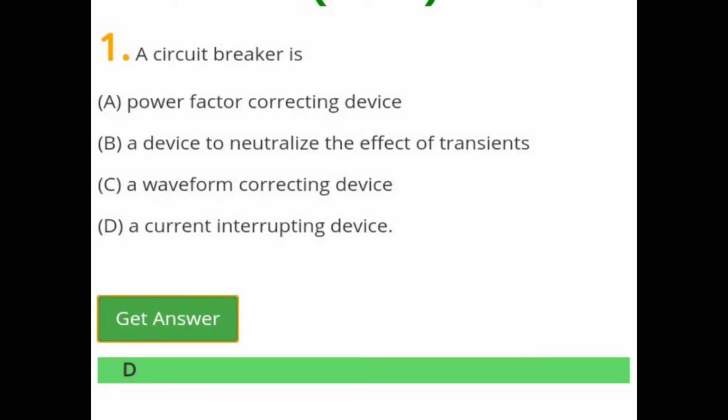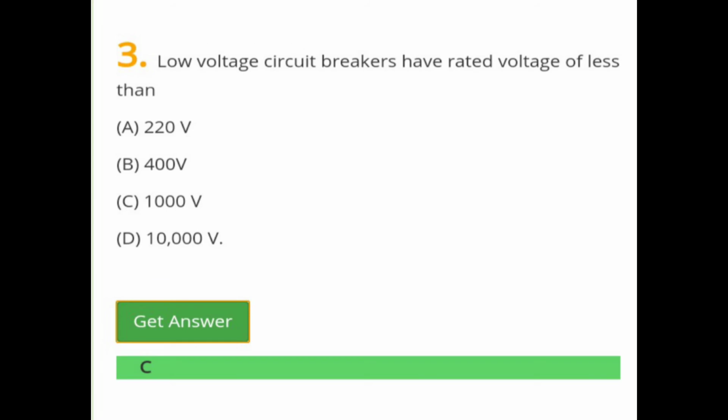So the MCQs on circuit breaker. One is, a circuit breaker is a current interrupting device. Low voltage circuit breakers have rated voltage of less than 220 volt, 400 volt, 1000 volt, 10,000 volt. Then the correct answer is option C, 1000 volt. Means low voltage circuit breakers have rated voltage of less than 1000 volt.